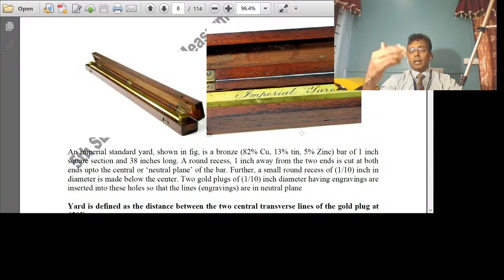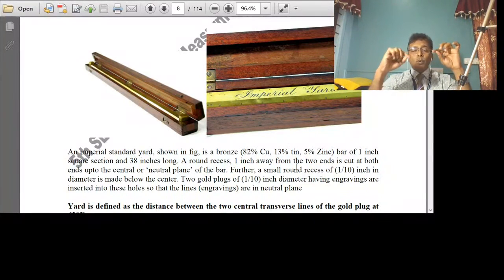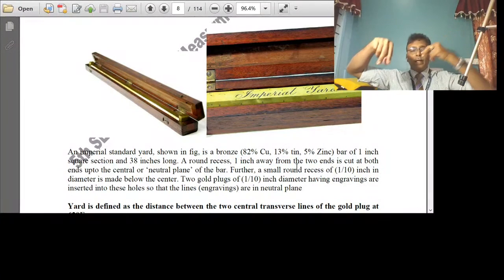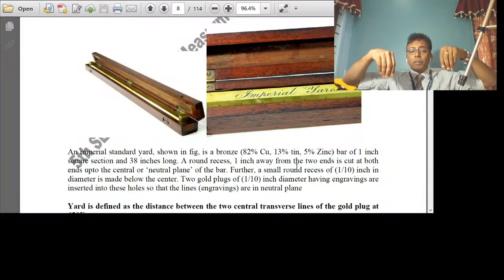An imperial standard yard is defined as a bar made of bronze, 82% copper, 13% tin, 5% zinc, of 1 square inch cross section and 38 inches long. At a round recess, can you see this round recess? There are two recesses here. A round recess 1 inch away from the end, on both sides, is cut at both the ends up to the center. There are two holes, recesses made from the ends, at the central neutral plane of the bar.